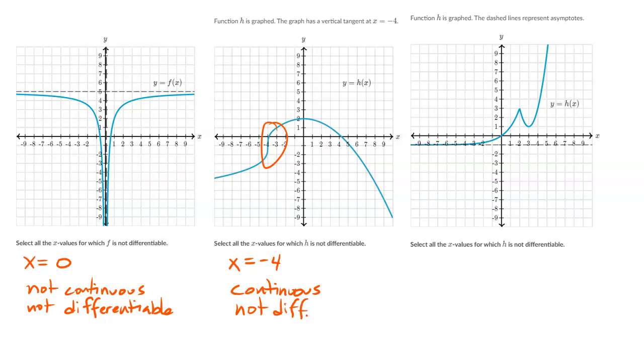Okay, third example. X equals 2 is going to be not differentiable. It's continuous everywhere here, but this is a sharp point.